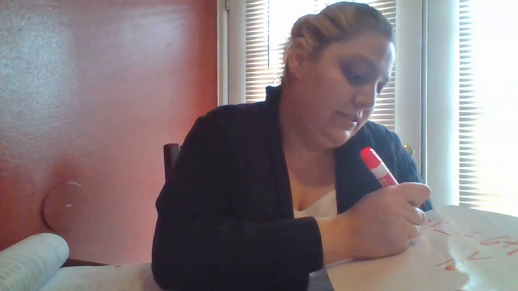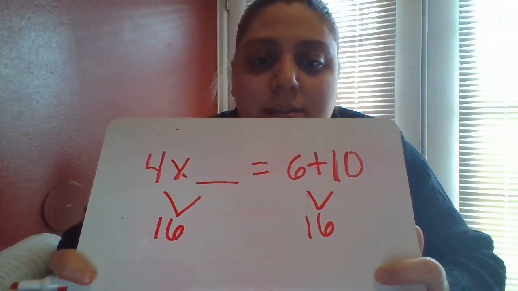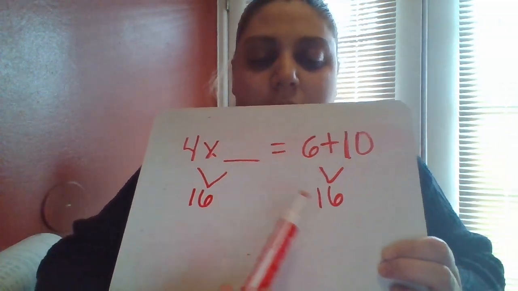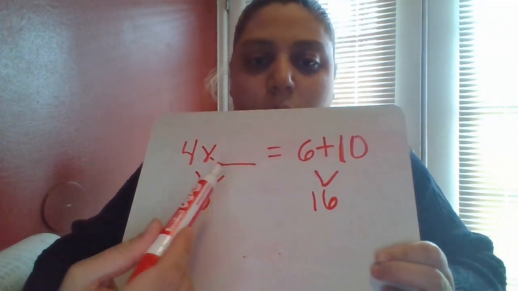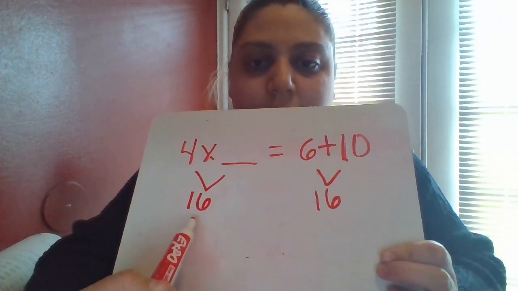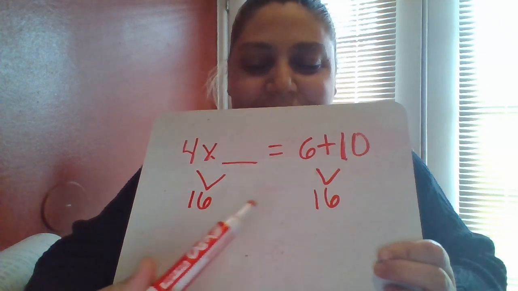So now I need to find out 4 times what will give me 16. Okay, remember, both of these sides have to be equal. So 4 times what is 16? It's kind of hard to do when on camera.